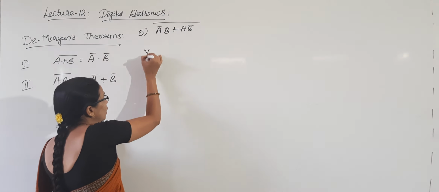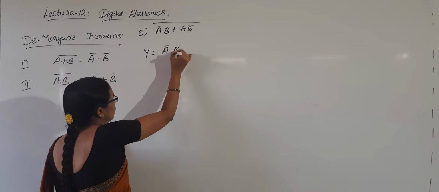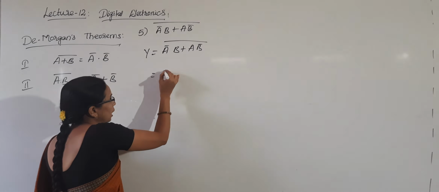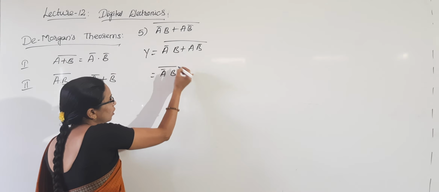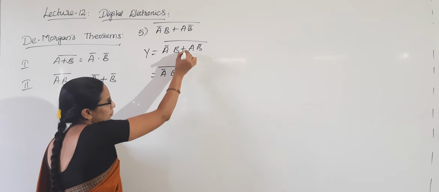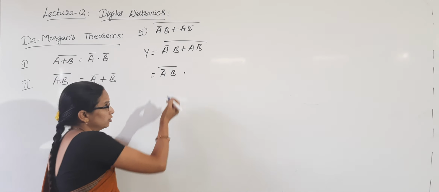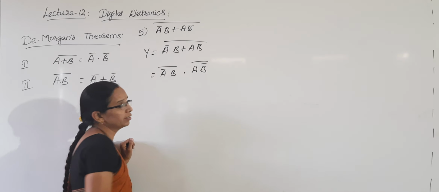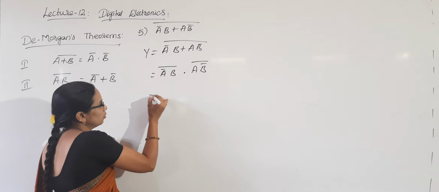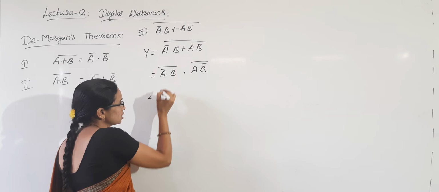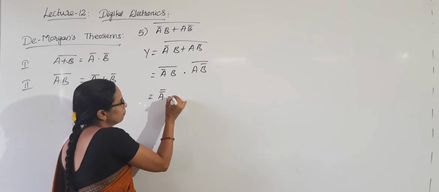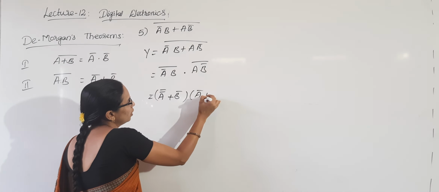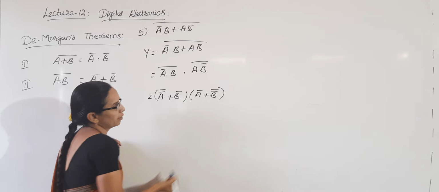I will take this y is equal to (a bar b plus a b bar) whole bar, a bar b whole complement, plus is there. I will convert it to dot by splitting the complement. That will be again, I will split a double bar plus b bar, a bar plus b double bar.